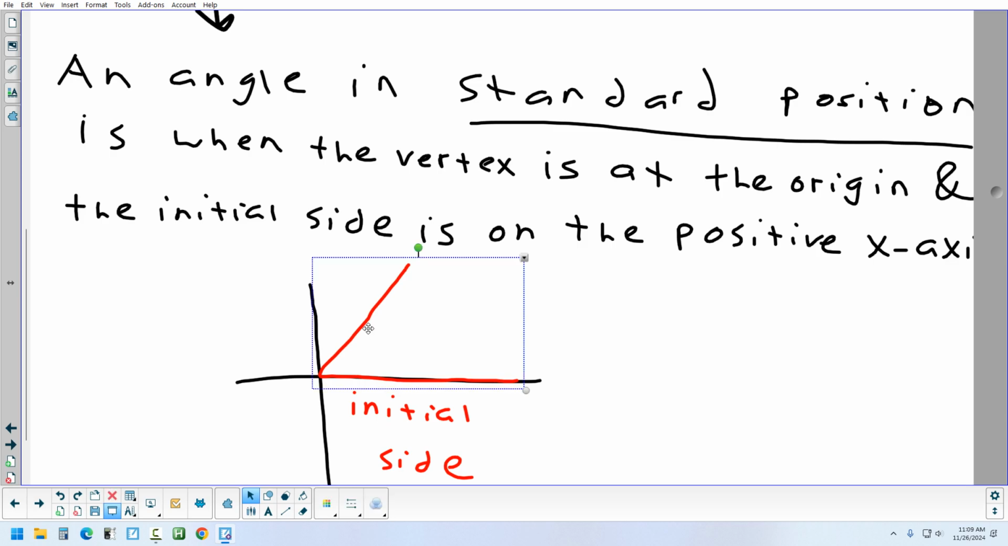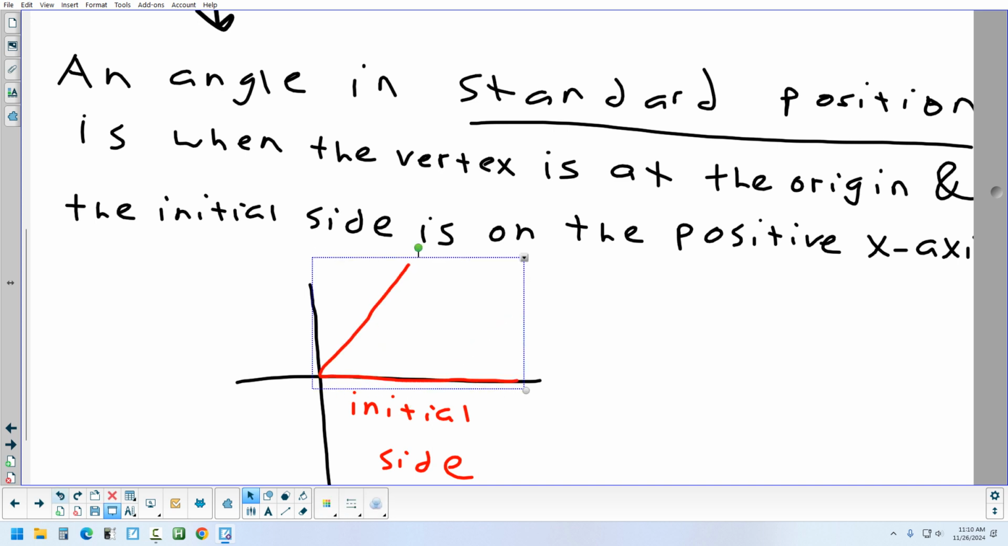How about if I did this, and then put it like that. Okay, is that standard position? No. Why not? Because it's not on the positive x-axis. What is not on the positive x-axis? The initial side. Yeah, the initial side. The vertex is at the origin, but the initial side is not on the positive x-axis.